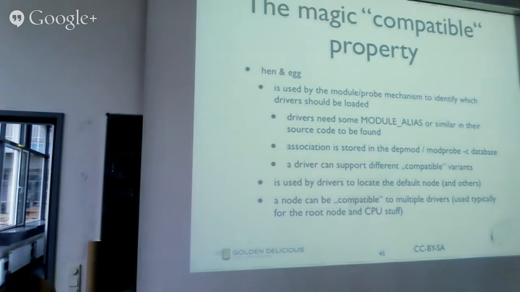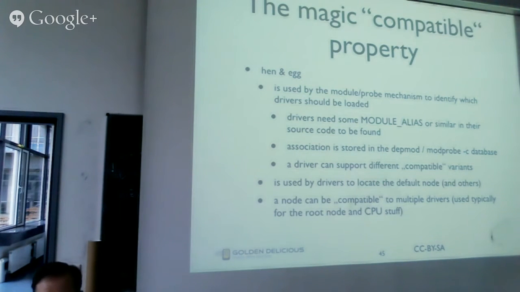So this compatible property is used to describe that a specific node is relevant for a driver, so that a driver can ask, oh, what are my important device tree nodes? And on the other hand, the driver loading and probing mechanism is using the compatible entry to locate the drivers.